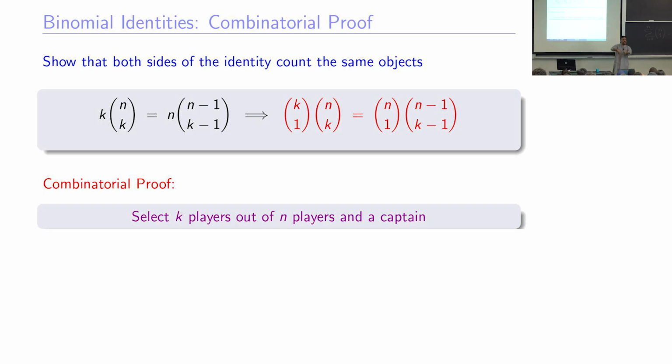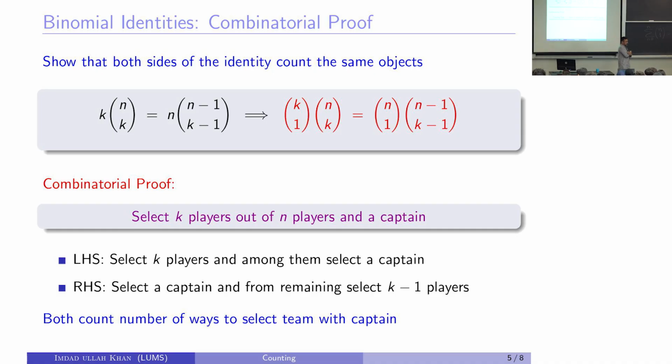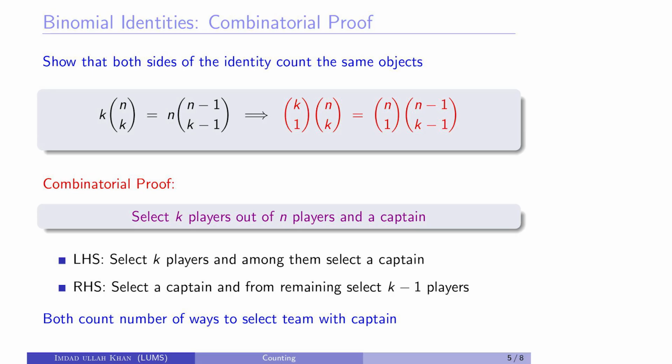From the remaining n minus 1 players, after choosing a captain, I choose k minus 1 remaining players. Yes? So that's why these two are actually counting the same thing: making k-size teams out of a pool of n with one designated as a captain. Both count the number of ways to select a team of size k from n with a captain.